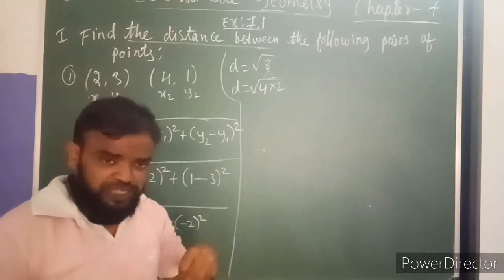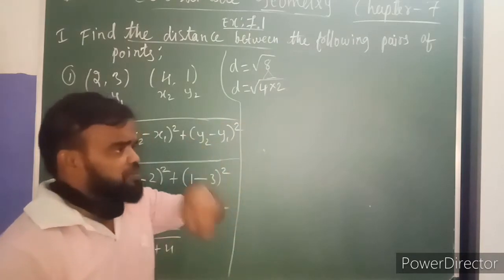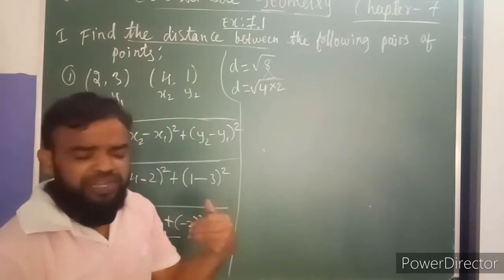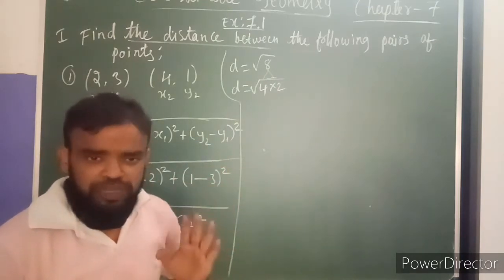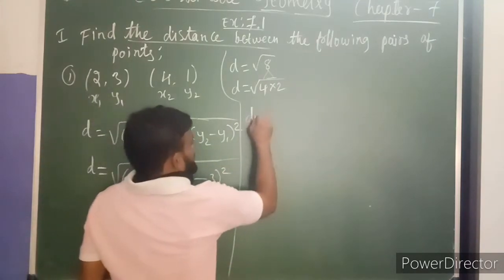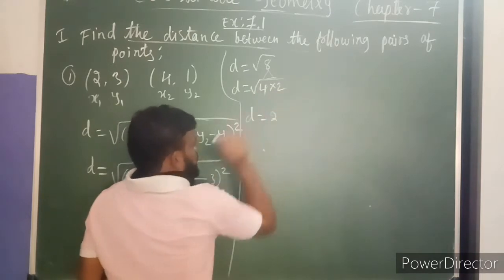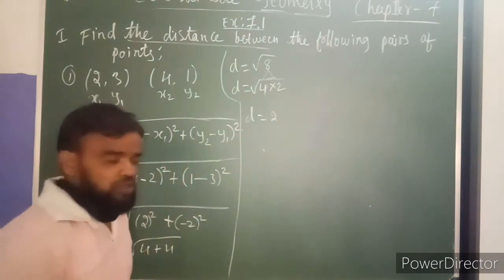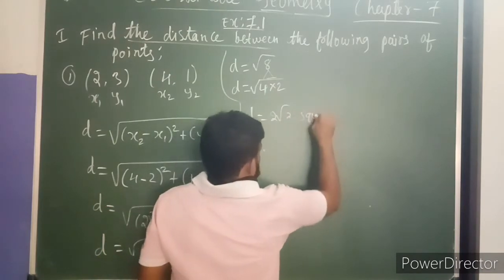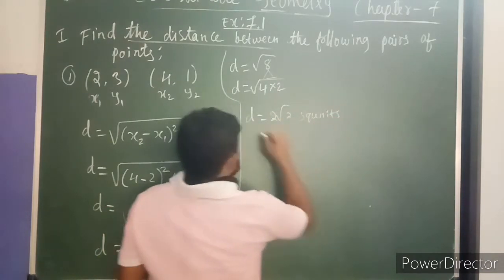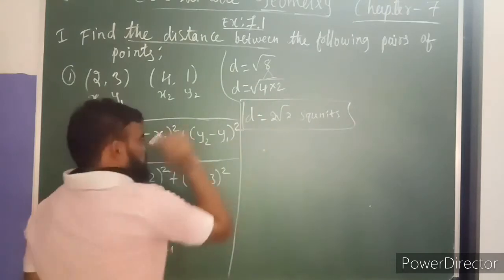If it cannot be split, for example prime numbers like 2, 3, 5, 7, 11, 13, these types of numbers we will not split. Put them as they are in your root. Understood? So d is equal to the square root of 4, which is 2, and what is left inside the root is 2. So the answer is 2 root 2 square units. This is the answer of the first question.